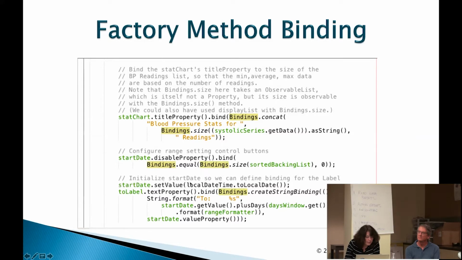And then a second one is down here, initialize start date. So we initialize the start date, and we create a label, which is a text property, and so we use a string binding. We concatenate the two, and we get the date. We add X number of days to it, however many days we're adding at this point, and we format that, and we put it into our label text property.